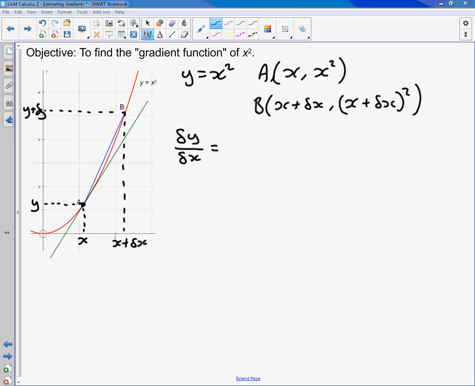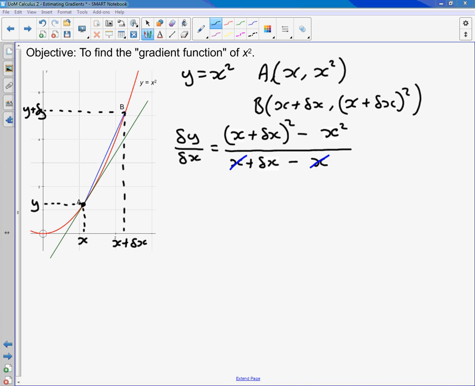So delta y is the difference in the y coordinates between A and B. So that's going to be x plus delta x squared, take away x squared, the difference between the two y coordinates, where x plus delta x squared is the y coordinate of B, and x squared is the y coordinate of A. And then in our denominator, we're going to have delta x, which is going to be x plus delta x, the x coordinate of B, take away x, the x coordinate of A, and straight away we see that they cancel out.